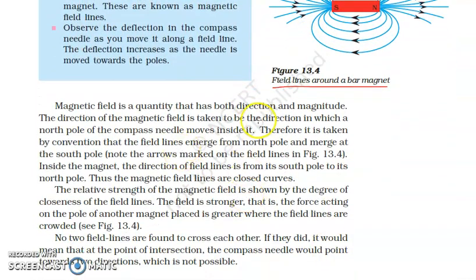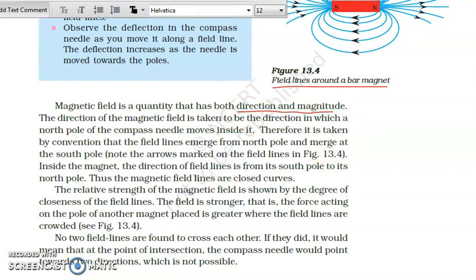So magnetic field is a quantity that has both direction and magnitude. Now we know that a quantity having both direction as well as magnitude, we call such quantities vector quantities. So magnetic field would be a vector quantity for us.